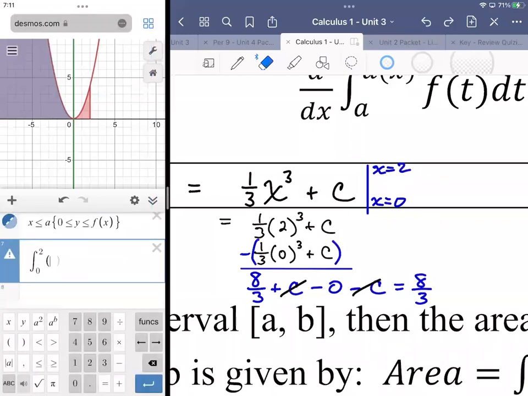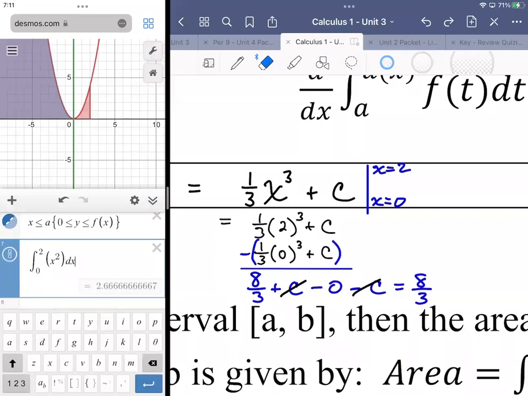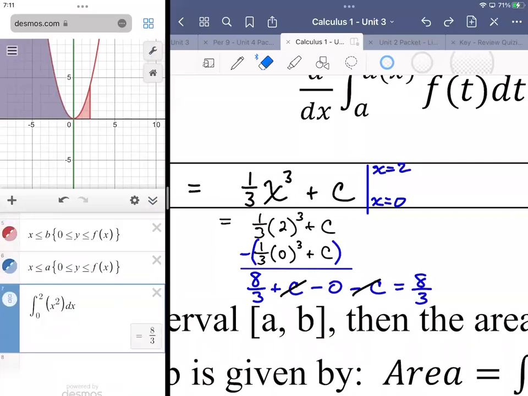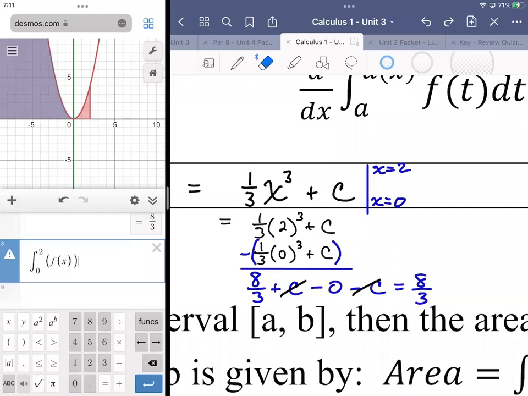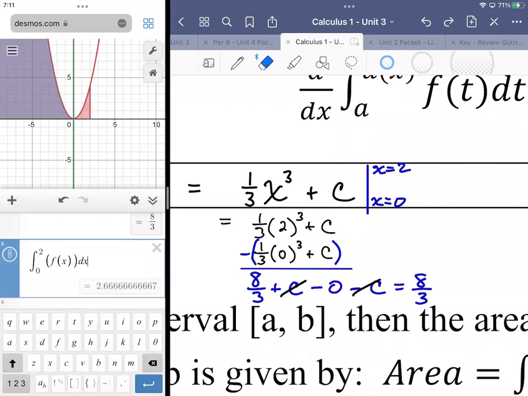Open parentheses for your integrand. So I could do it as x squared. Close the parentheses, type in dx. Do a little fraction conversion there. But if you want, you can also do it antiderivative on the interval of 0 to 2 of f of x. If you have the f of x already stored in, you could do it this way also.